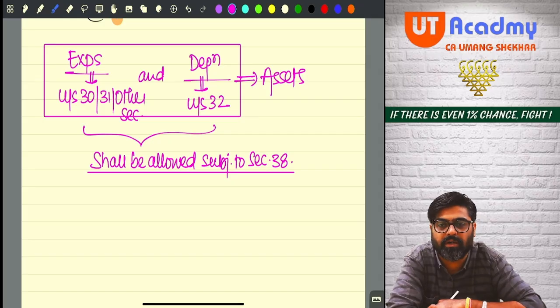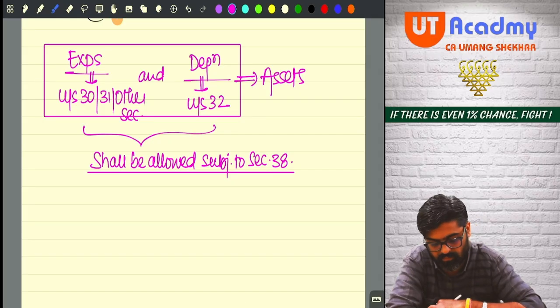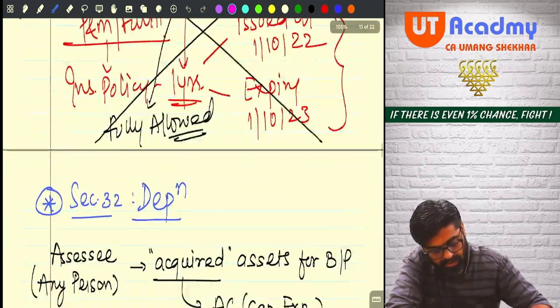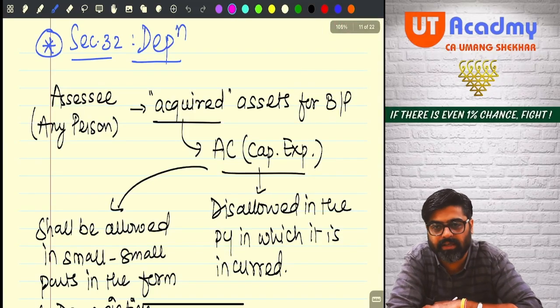And what is section 38? We all know. Perfect? Okay. So let's move on. And let's start with depreciation.